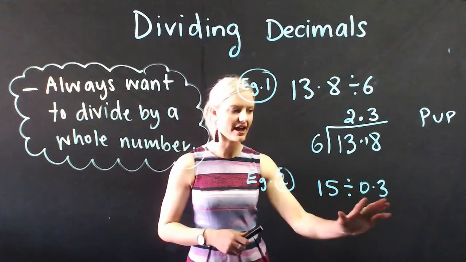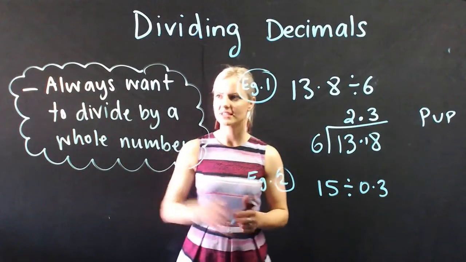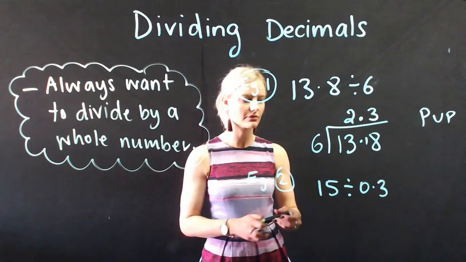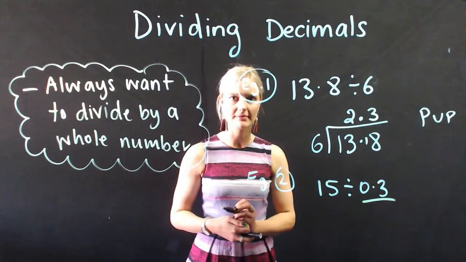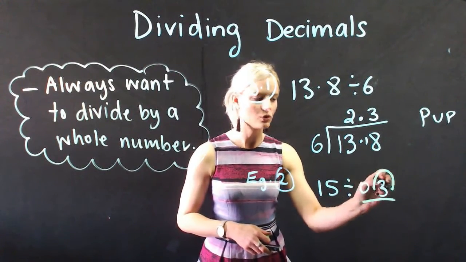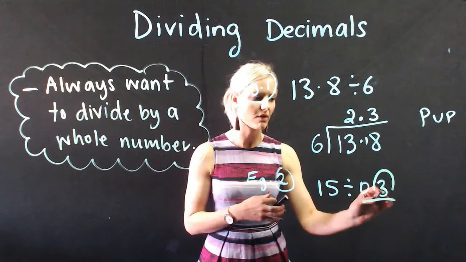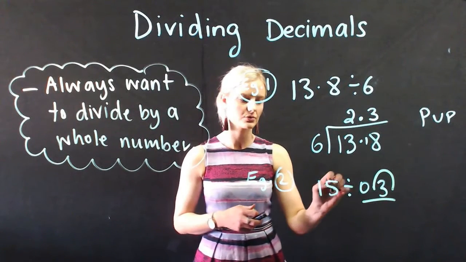Now, what if you're dividing by a decimal number? As we said before, you always want to divide by a whole number. So let's think, how can we make 0.3 into a whole number? You could multiply by 10 or jump the decimal once to the right. Let's think, if we do that to one number, we must do it to the other as well.